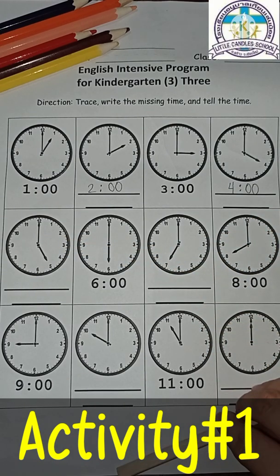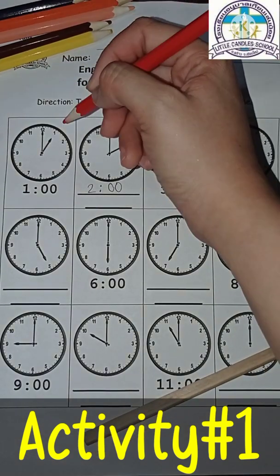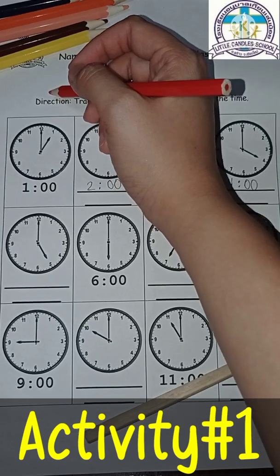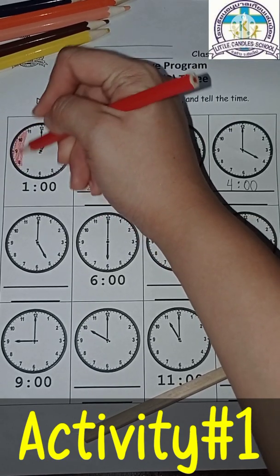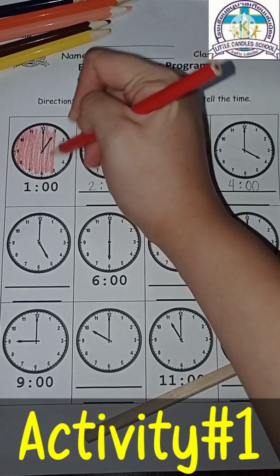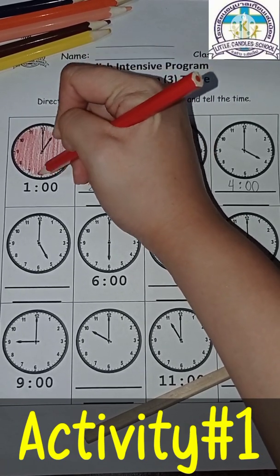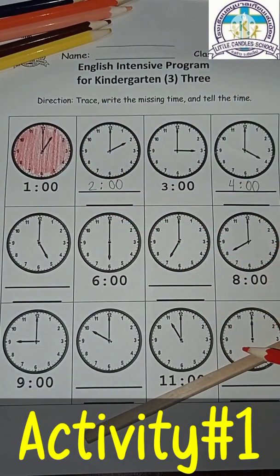After you finish writing, you will color the clock. So I will choose red. Okay. You can choose any color that you like, okay? So now I colored it from 1 o'clock. And then you have to finish until 12 o'clock.